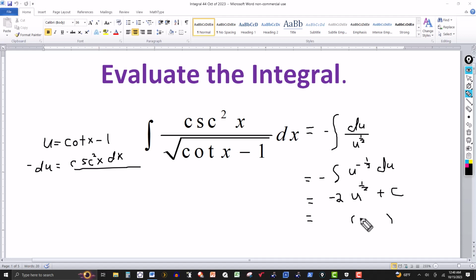And the u is cotangent of x minus 1. And I can put 1/2 right here as the exponent. If I want to write it as a radical, I can just put this under the square root radical. So square root of cotangent of x minus 1. Still got the minus 2 here. Then it's plus the constant of integration. This one is, again, that easy to check. Take the derivative. Make sure you get the integrand if you have time.